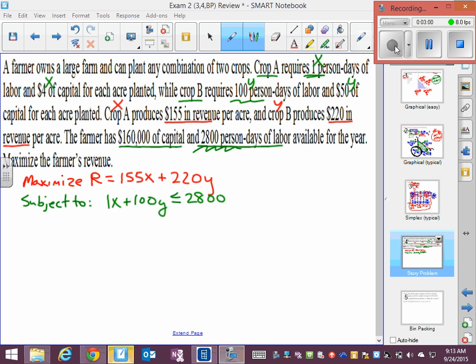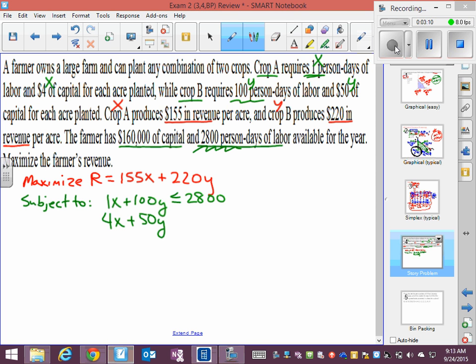The other inequality is going to be talking about capital. So we go back through, and we're like, okay, well, there's 4X for capital, and there is going to be 50Y for capital, and that's going to be less than or equal to 160,000 for capital.